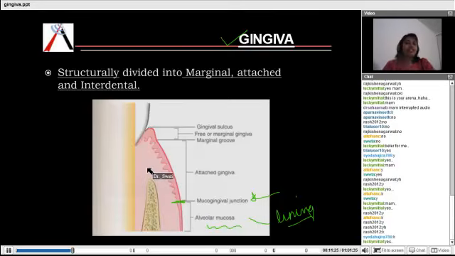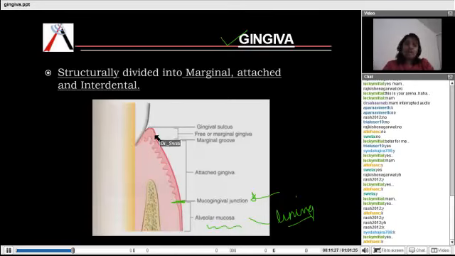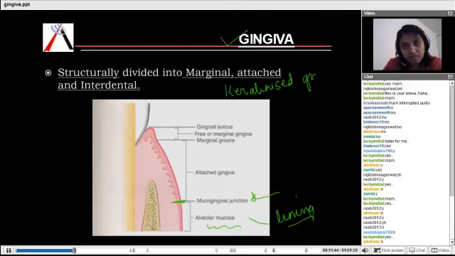Now, we'll be seeing further where we have what kind of epithelium as we move on with the slides. But at this point itself, let me highlight one difference. If I say keratinized gingiva, and if I say attached gingiva, just imagine the two terms.